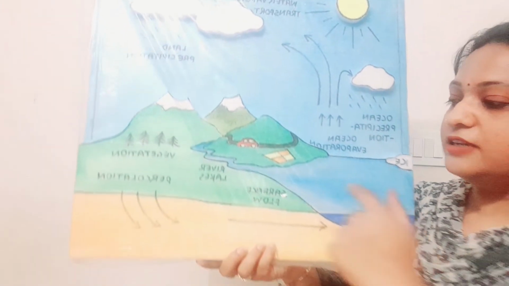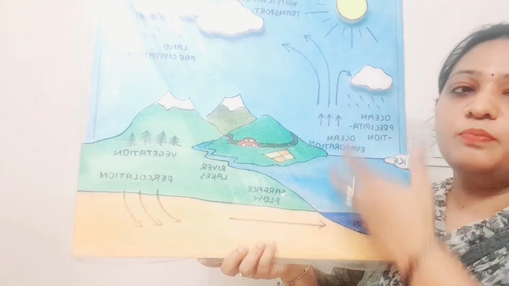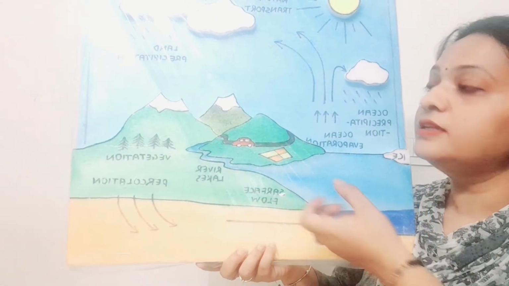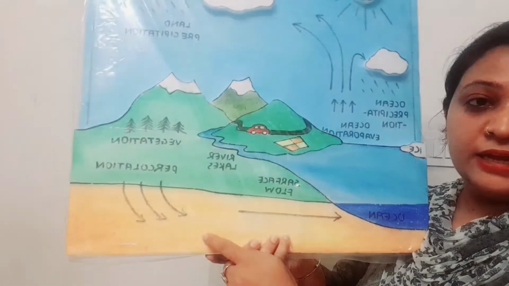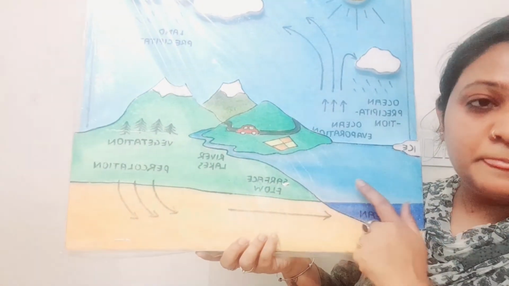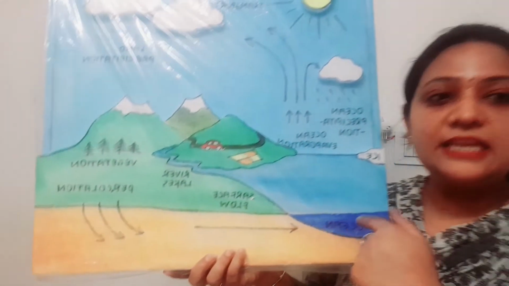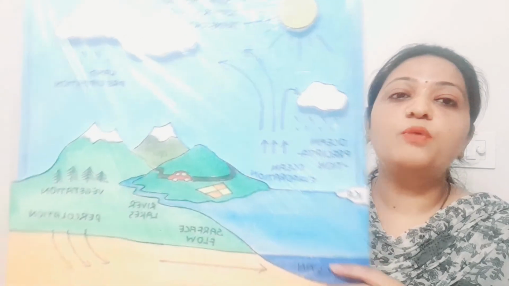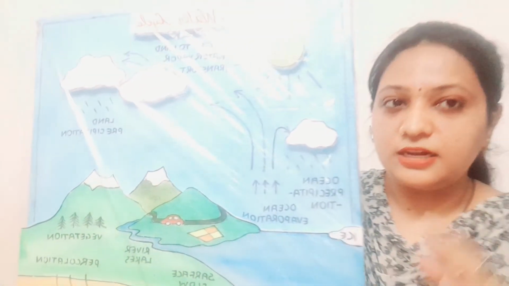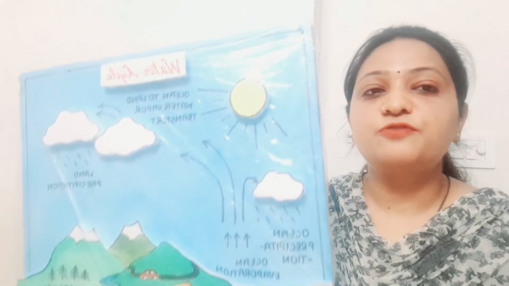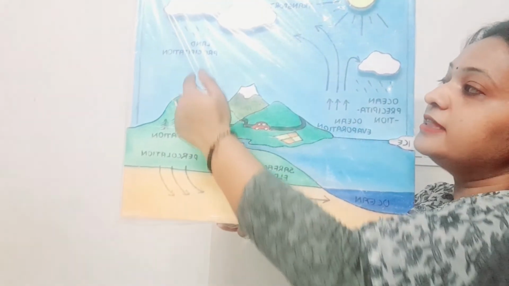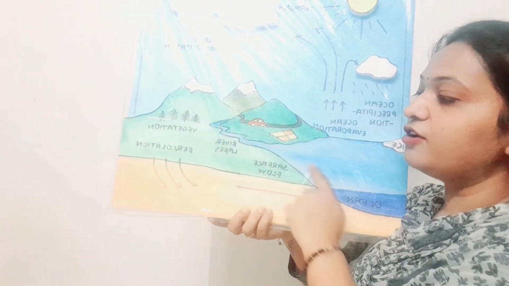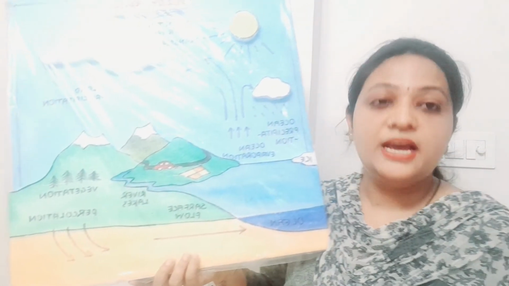You can see that the water which rises up, takes energy from the sun and gets evaporated, comes back to the land or to the ocean. So this is the cycle which we see. I hope this water cycle is understood by all of you. We have discussed the five steps: evaporation, then condensation, then precipitation, then runoff, and the last one is percolation. I hope this is understood by everybody. Thank you so much.